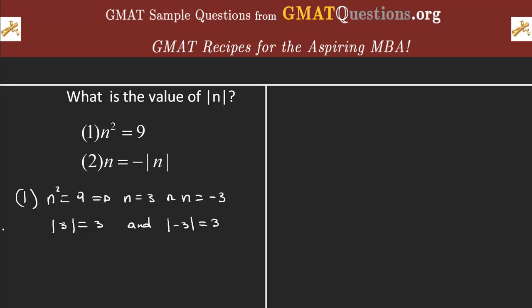It looks like we have a unique value of the absolute value. We have two possible values of n, 3 and negative 3. But regardless of the value of n, the absolute value of n is going to be 3, as you can see. So we have here sufficient information to answer the question. Okay? So I'm just going to put sufficient.